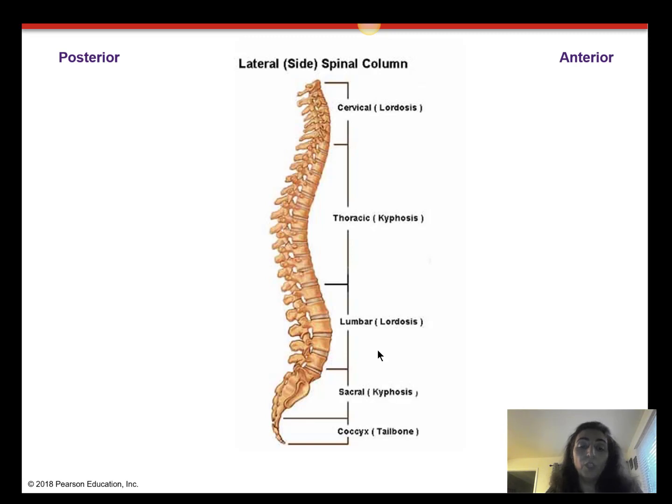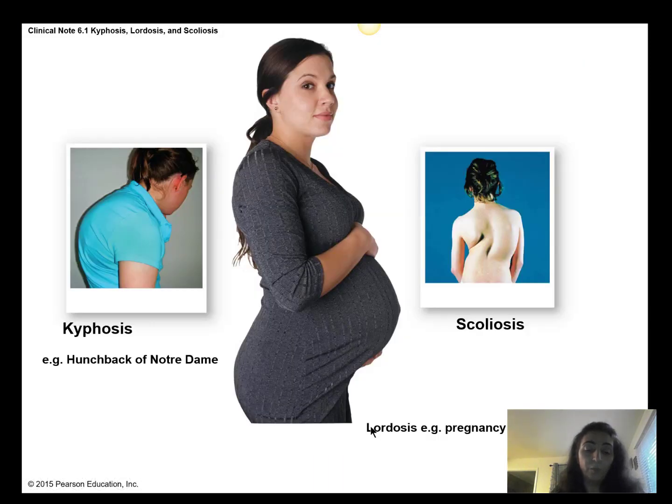So this is just showing the vertebral column from the side, and you see that this side is anterior. That's the place that you have all the bodies of the vertebrae here, and this is toward the posterior. You see that the cervical and lumbar are lordotic curve, and thoracic and sacral are kyphotic curve, and the coccyx that is tapered.